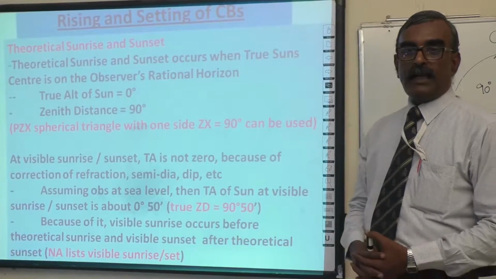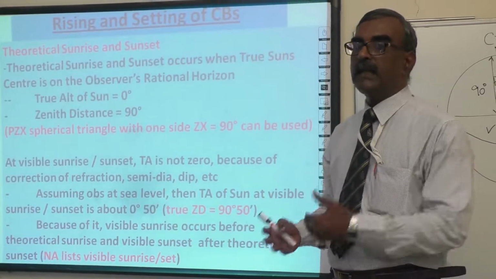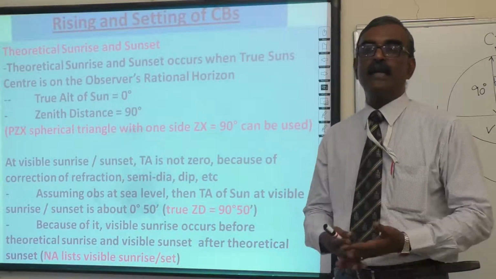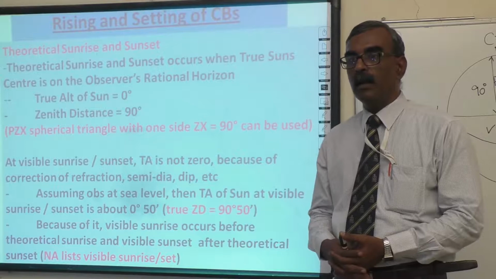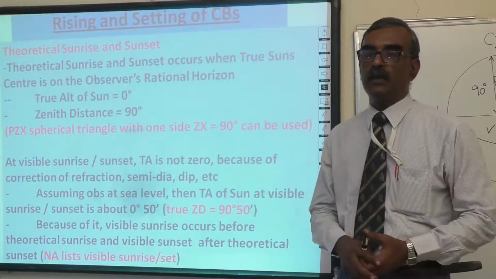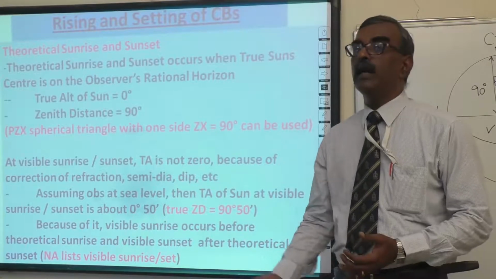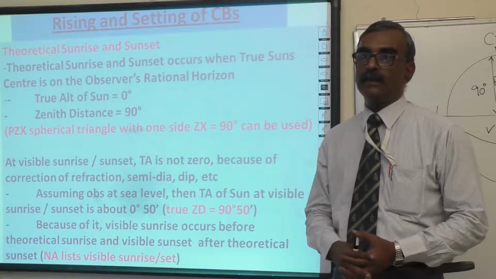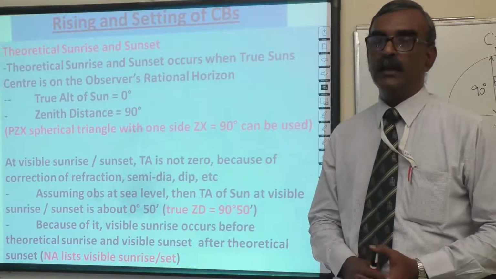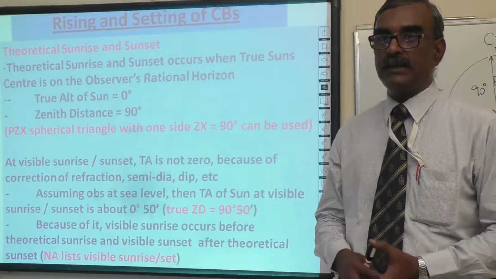Now let us look at theoretical sunrise and sunset. There is a difference between visible sunrise and sunset. The visible horizon is what your eye can see from the raised platform of your bridge from the sea level to a certain distance only. The sun we can see only when it appears at the visible horizon. Whereas the sun is moving, and we need to account for the rational horizon from our zenith, which is at 90 degrees. When the sun is at the rational horizon, the altitude of the sun would be 0. So from us to the sun, the zenith distance is 90 degrees.